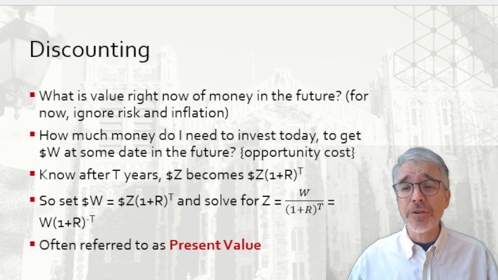That's called discounting because the value goes down. $1 in the future is not worth $1 today. $1 in the future is worth less than $1 today because of opportunity cost, because of interest rates.